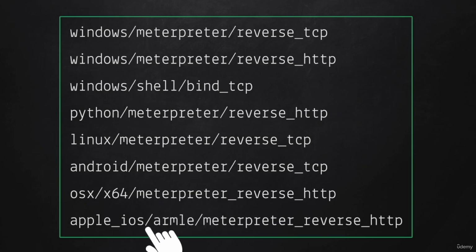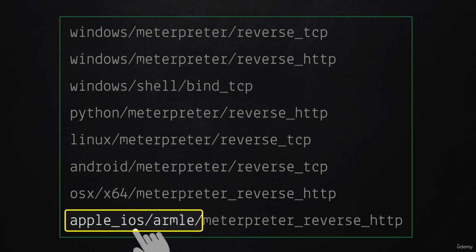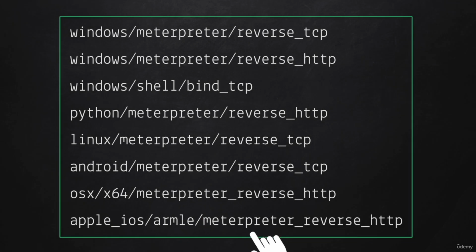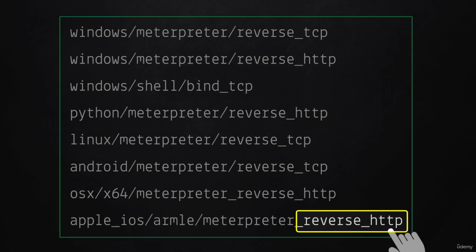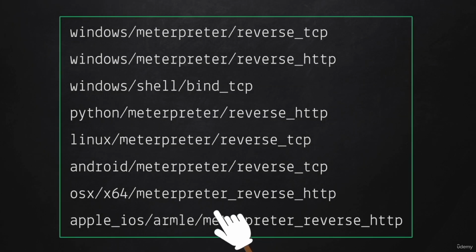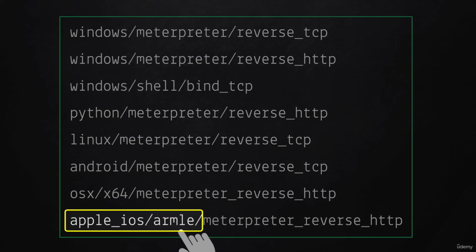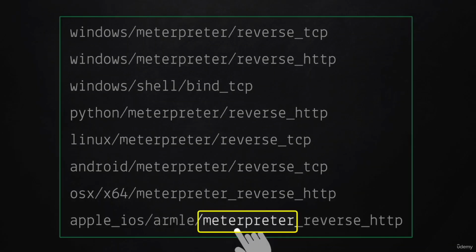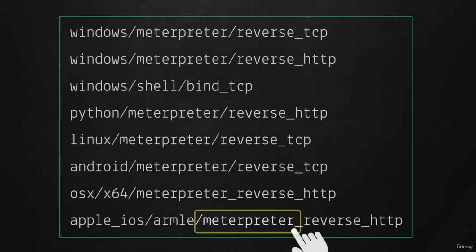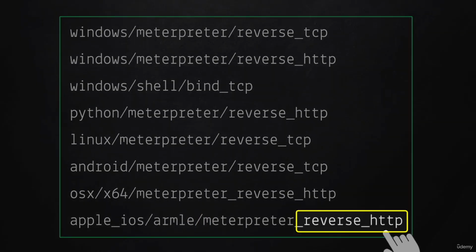Same with this Apple payload. This is for Apple iOS and it's for ARM chips. So this one is for x64 chips. This one is for ARM chips. Again, the first two parts are referring to the platform, and then the next part is referring to the type, and the final part is referring to the communication. So sometimes the /s could be a little bit misleading, but the order is always the same. The first part of the payload indicates the platform, the second part indicates the type of the payload, and the last part is the communication method.